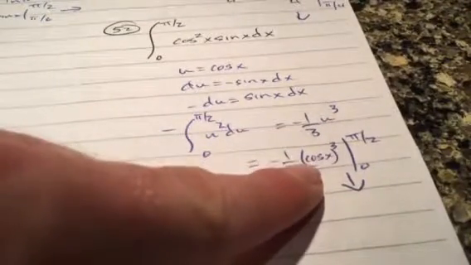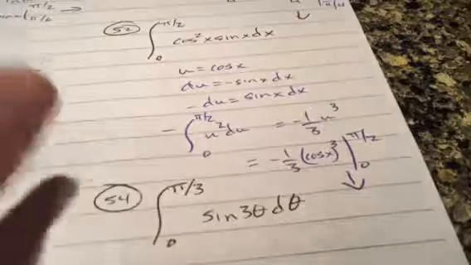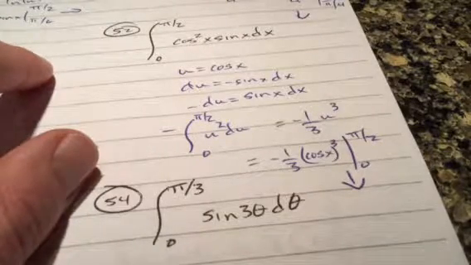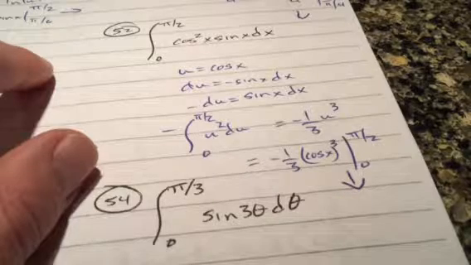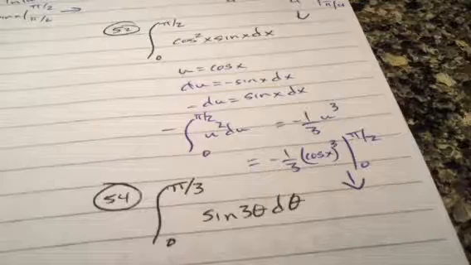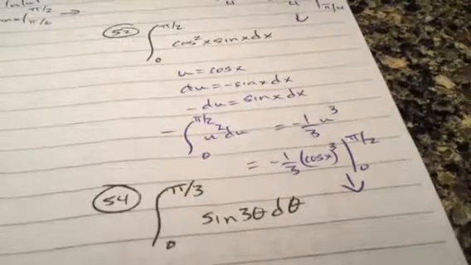Plug cosine x in right there. So cosine of pi halves is 0, and then cosine of 0 is 1. If you subtract that negative, is it 1/3? You should try that. It's looking like maybe 1/3.